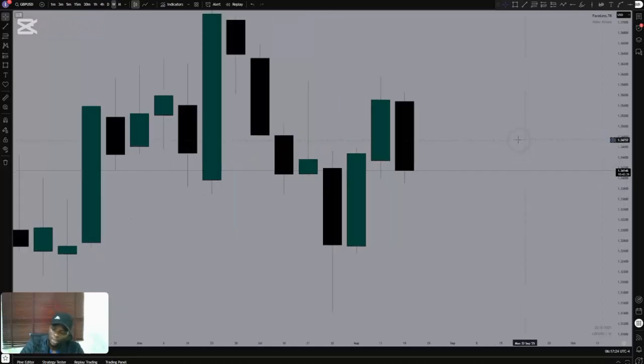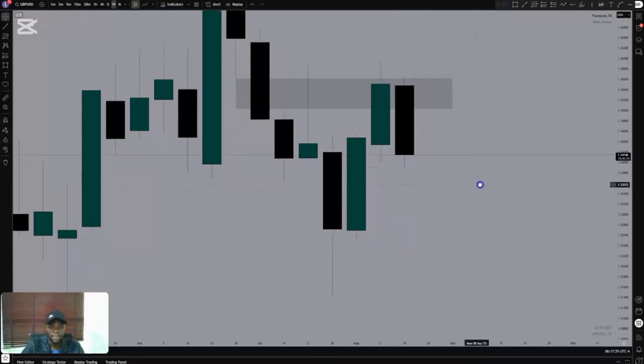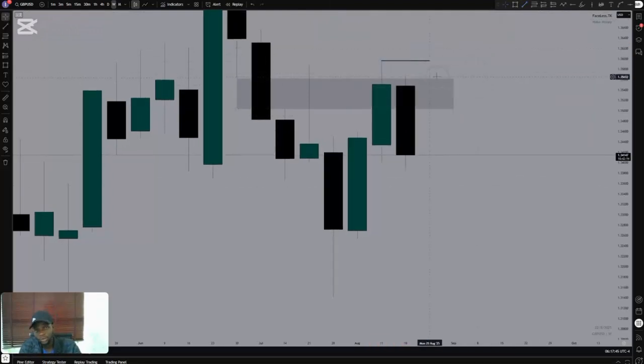So I'm an ICT trader. What we can see here is that we came into this imbalance right here, and what I was anticipating was a sweep of this high. I wanted to see price sweep this high, and the reason why is because I want to see AMD.